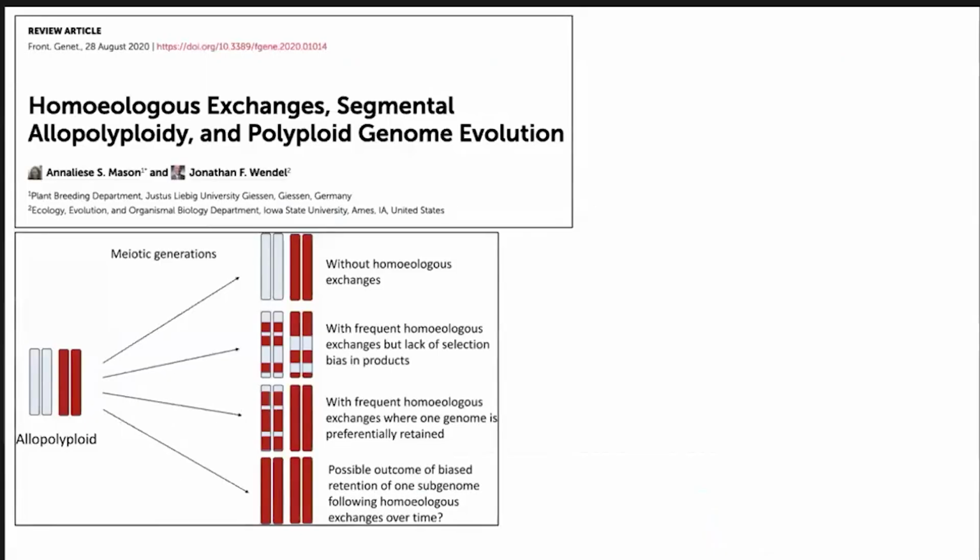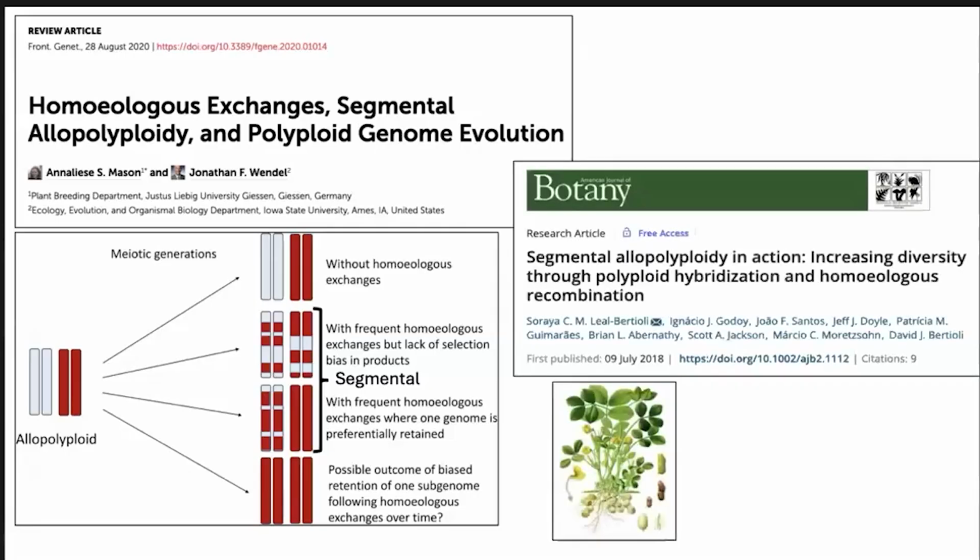More complication is that there's also homologous exchange, so recombinational exchange between the preferentially pairing sets of chromosomes in an allopolyploid. This is another nice paper by Annalise and Jonathan. Here you see an allopolyploid without homologous exchanges. It stays the same, two sets of homologous chromosomes. But if there's enough homologous exchange, we can actually go to something that looks like an autopolyploid in terms of its genome structure. In between are these things that Stebbins called segmental allopolyploids.